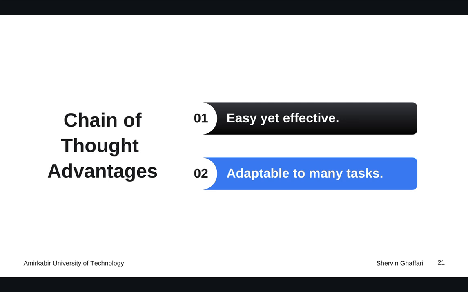For chain of thought, the advantage is that it's easy and effective, and adaptable to different tasks. It doesn't need any fine tuning. It manages this process through prompting and changes the model's behavior, the model's way of thinking, in a quick way.